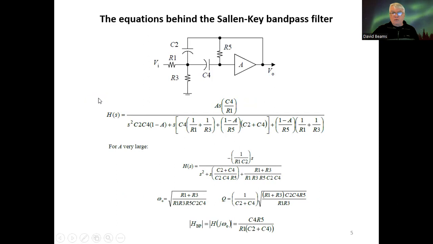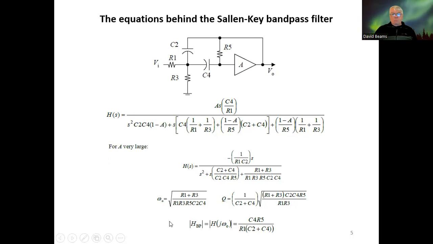And if you care to do the math as I did, you can get this as the transfer function of that network. Now, the voltage gain of the voltage controlled voltage source, parameter A, has a different role in this filter than it does in the low pass and high pass filters. We don't really care what the value of A is as long as it's fairly large. For A large, this equation condenses into this equation, from which we can read the center frequency, computed in radians per second, and the Q of the filter, and the gain at the center frequency of the response.